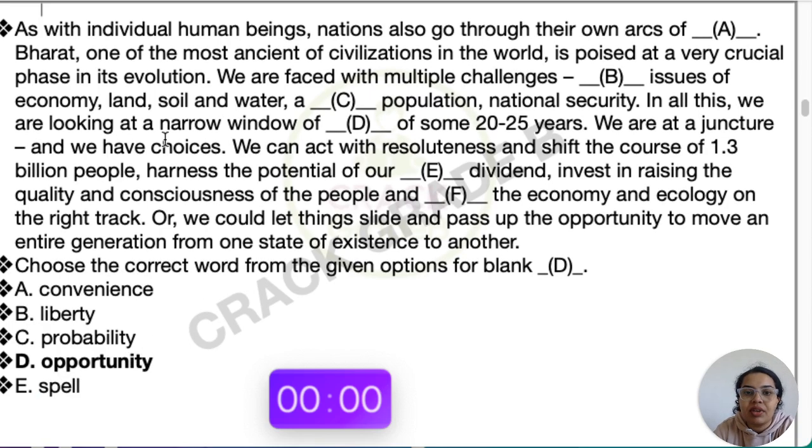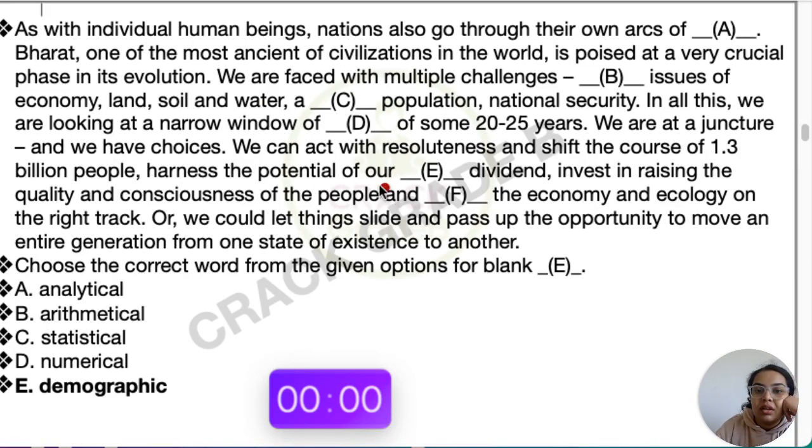In all this, we are looking at a narrow window of opportunity. Now, this is a phrase. If you know this, you will know for sure, at first look, this answer. Window of opportunity is that small time period where you can grab that opportunity. So convenience, liberty, that is freedom, probability, that is chance, and spell, which is actually a verb, cannot come here.